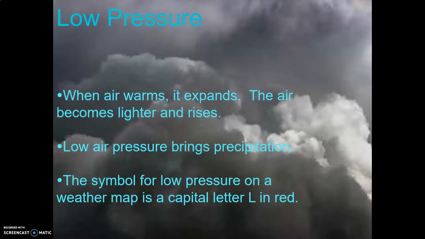Low pressure is when air warms, it expands. The air becomes lighter and rises. Low pressure brings precipitation. Precipitation is just another word for rain, hail, sleet, snow. So any wet precipitation. The symbol for low pressure on a weather map is a capital letter L in red.